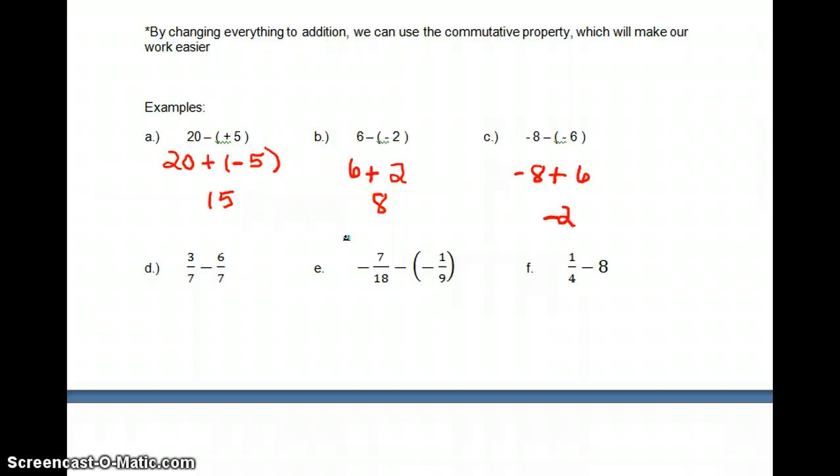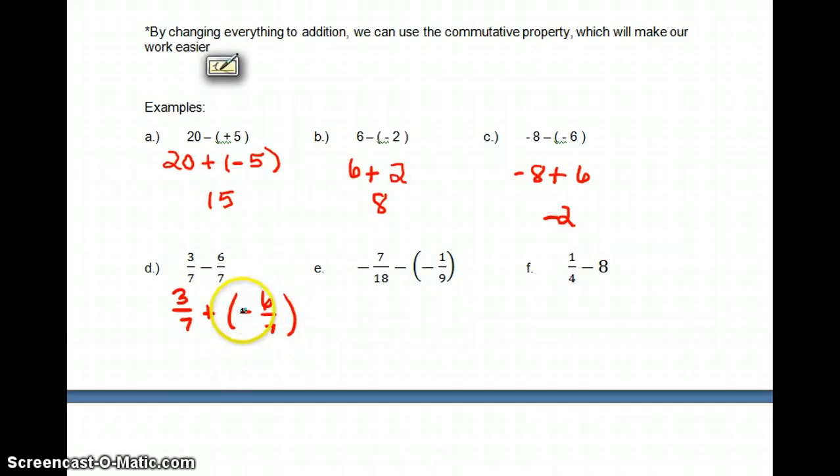Okay, by now everyone should have completed D, E, and F. Let's check your work and see how you did. For letter D, we are going to keep the first fraction the same, change your subtraction to addition, and the 6/7 will become negative 6/7.